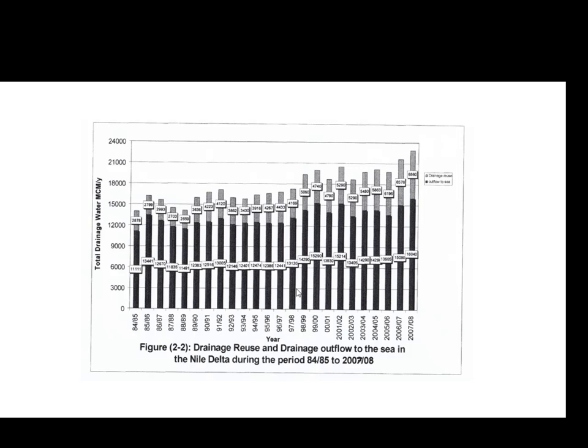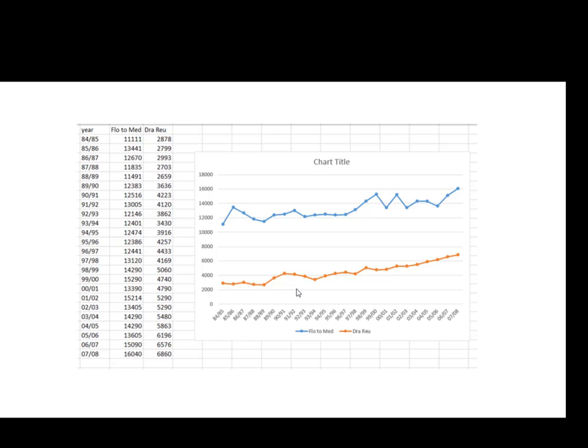This is another crowded chart that shows the drainage reuse and drainage outflow to the sea in the Nile Delta, and these should not be added because we cannot add oranges to apples. And again, it's a timeline with equal time increments. The time increment is 1 year. Therefore, the proper thing is to just put this data in a table first, then use a line graph. Therefore, we have two lines showing the trends with time. And these are not stacked, these are the values in the tables.